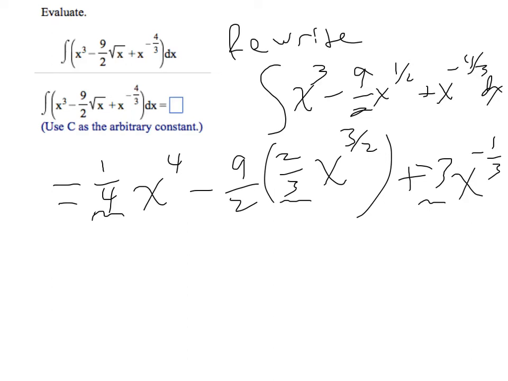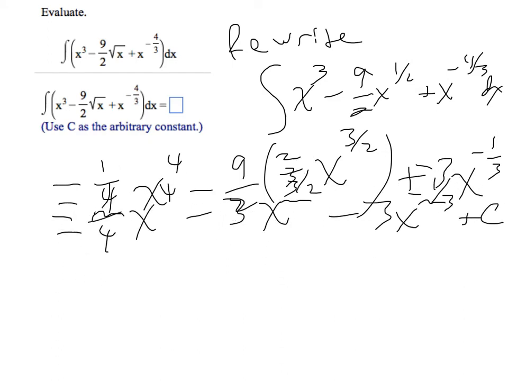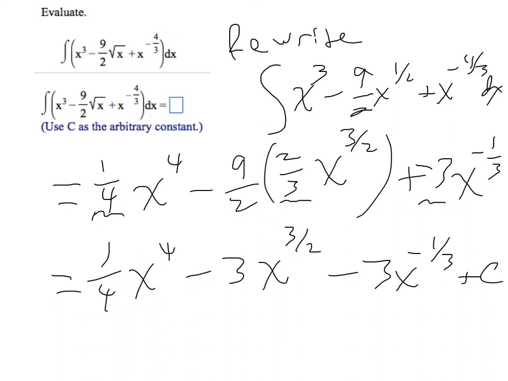So that gives me a little bit of arithmetic to resolve. For example, 9/2 times 2/3: these 2's will cancel, and the 3 will cancel with the 9. So this 9/2 times 2/3 is just 3. There's no real algebra to simplify here, but if I've got two terms multiplied together, I might as well multiply them. So I have 1/4 x to the 4th minus 3x to the 3/2 minus 3x to the minus 1/3 plus any constant.